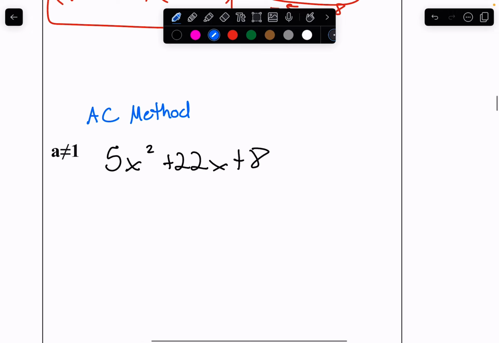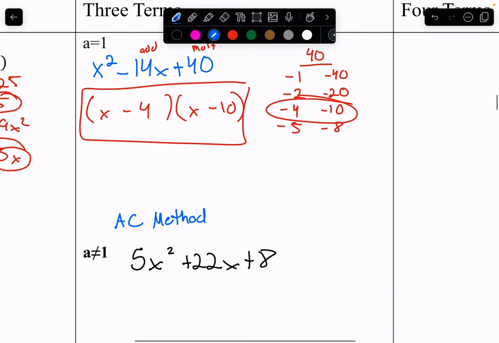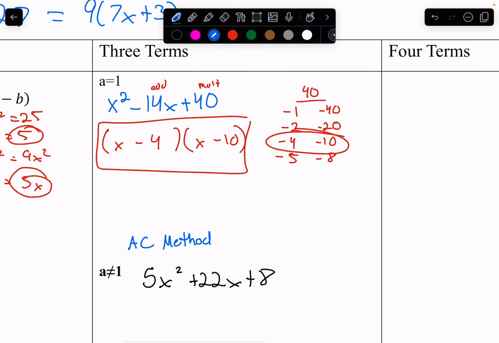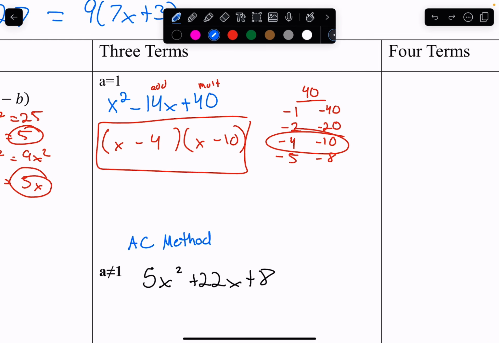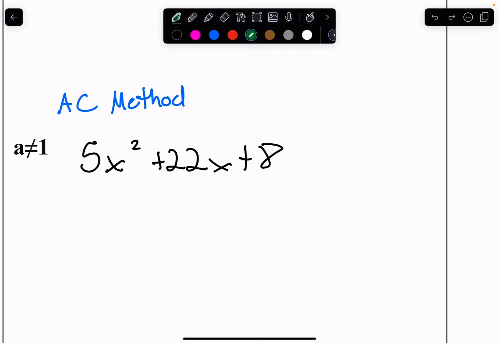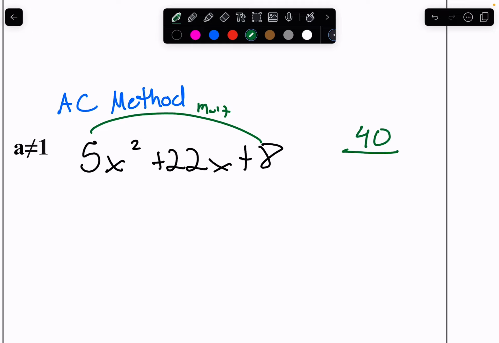All right. So to point out, the way that a problem like this is different from a problem that we did previously is because we have this leading coefficient here that we cannot get rid of. All right, so what we're going to do is multiply the first and the last number together. And that gives us our magic number here. 5 times 8 gives us 40. All right, so we have to figure out what two numbers multiply to 40 and add to this middle number here, which is 22. So what two numbers multiply to 40 and add to 22? That is going to be 2 and 20, right?